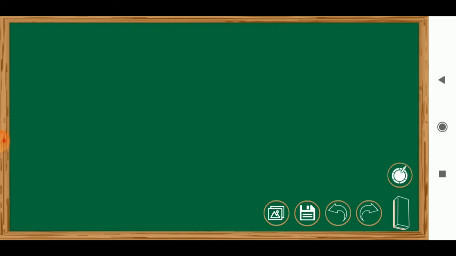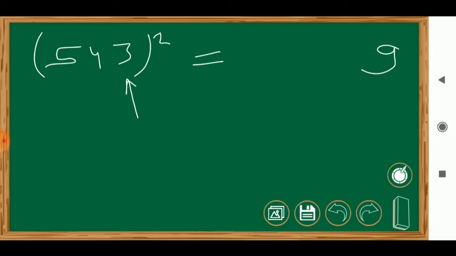Suppose we have to find the square of 543. We have to find the square of this number. Then firstly we square the unit digit, meaning 3 squared. 3 squared is 9. After that we multiply 4 into 3 into 2.